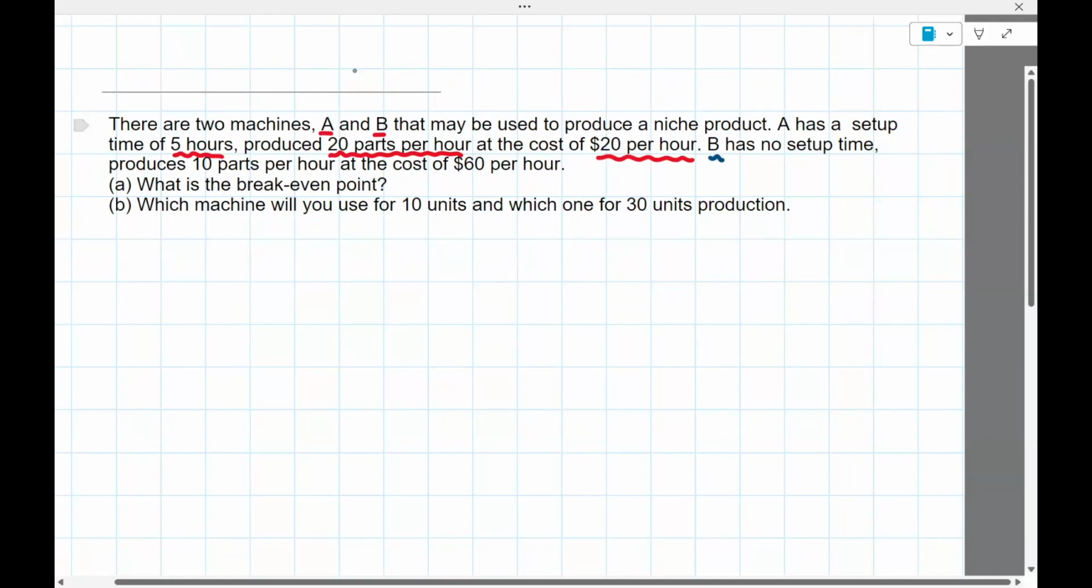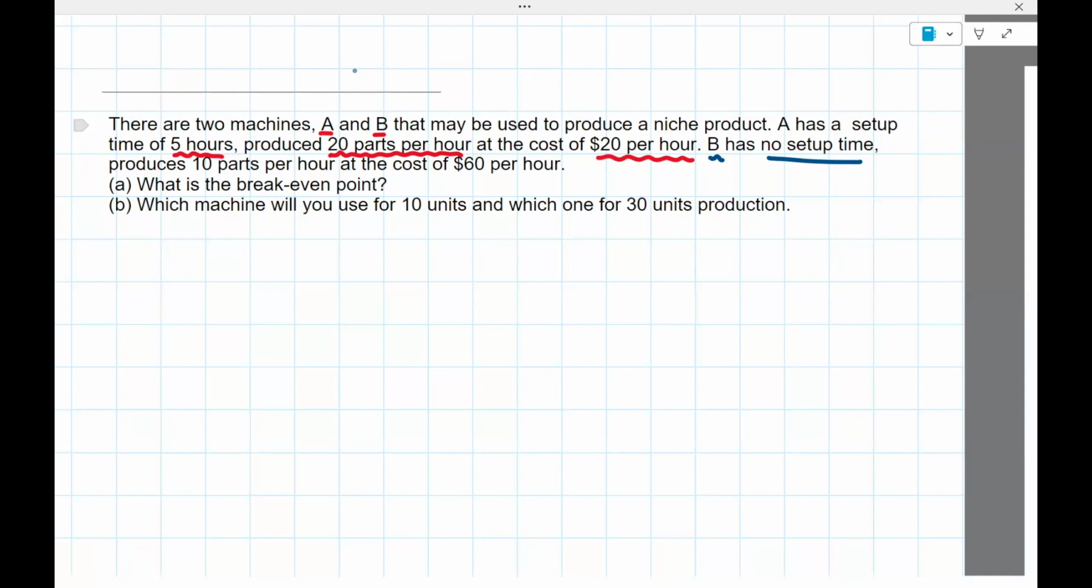B, on the other hand, has no setup time. You can immediately start producing parts. You can produce 10 parts per hour at the cost of $60 per hour. So the question is, what is the break-even point?